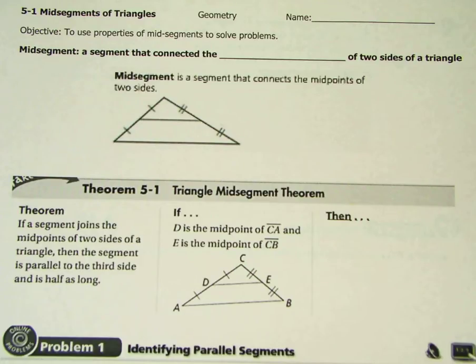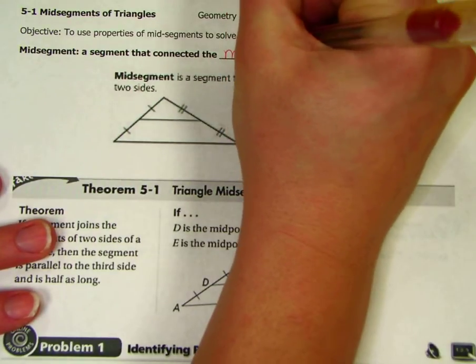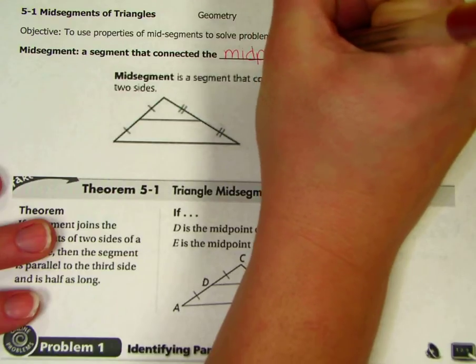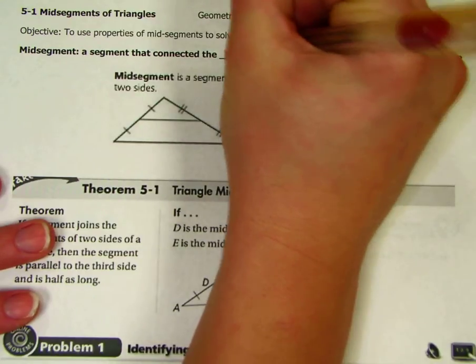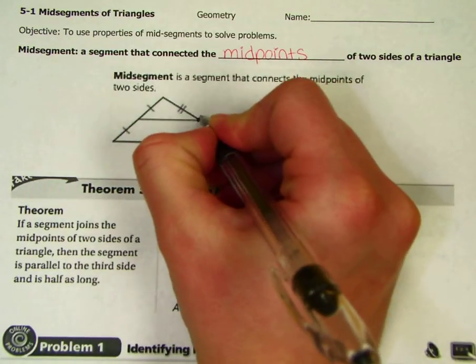A midsegment is a segment that connects the midpoints of two sides of a triangle. So write the word midpoints here. Let's look at the diagram. It says a midsegment is a segment that connects the midpoints of two sides. So I'm going to take my pen and mark my midpoints.